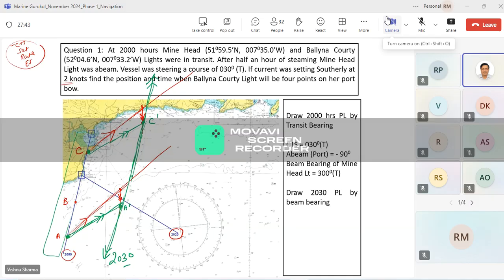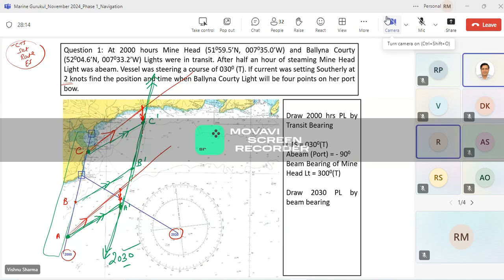So whether you take A or C, the transferred PL of 2030 will come there only. It will not shift. So the change of point will not change the transfer. If the ship was at A, she would be at A dash. If the ship was at C, she would be at C dash. If the ship was at B, then if I draw parallel to the CMG, the vessel would be at B dash. So wherever you may be on the first line, after half an hour, you will be on this transferred PL. Have you understood, guys?